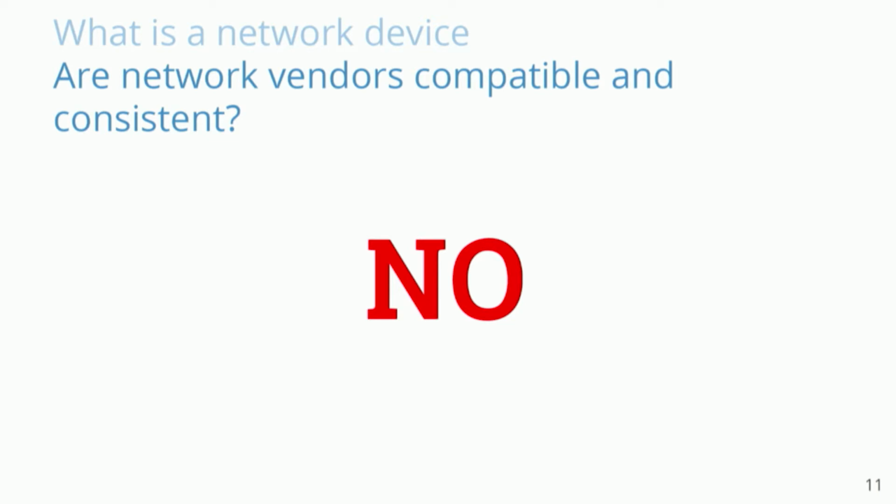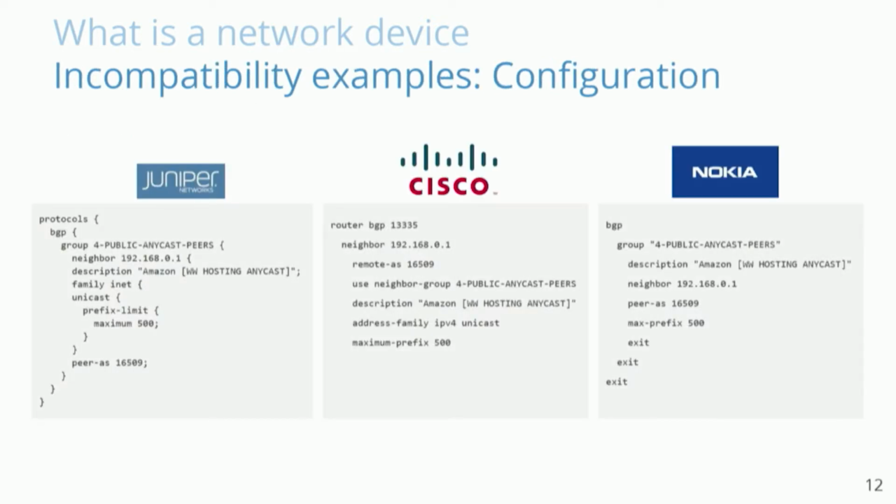And here's the question. Are they compatible and consistent? Not at all. And I will have some very quick example on how they are not compatible between them. This is just a very short configuration at the BGP level that configures one BGP neighbor on Cisco, Juniper, and Nokia.